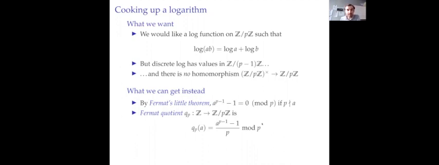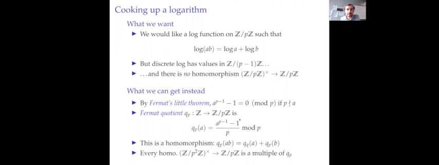Now what you can show as a simple exercise using Fermat's little theorem is that this Fermat quotient is a homomorphism. It obeys this property of mapping multiplication to addition. And it also takes values modulo P, so that's also nice. But there's a little bit of trouble with the input. I'm not going to go into details, but basically you can also show that, is the Q on the left of the equality, should that actually be P?